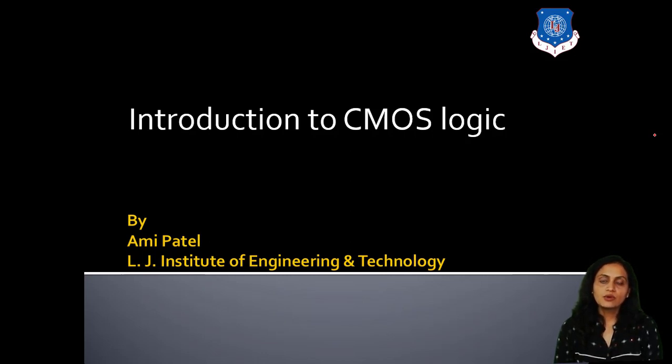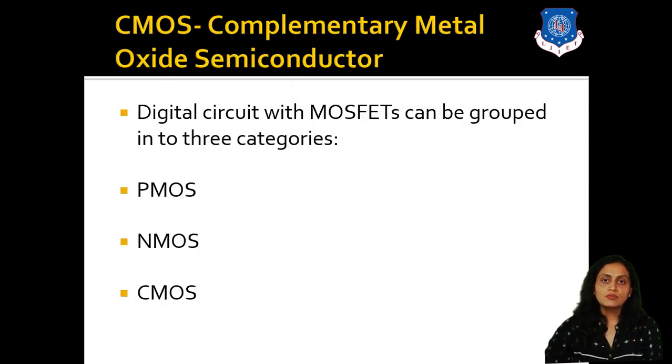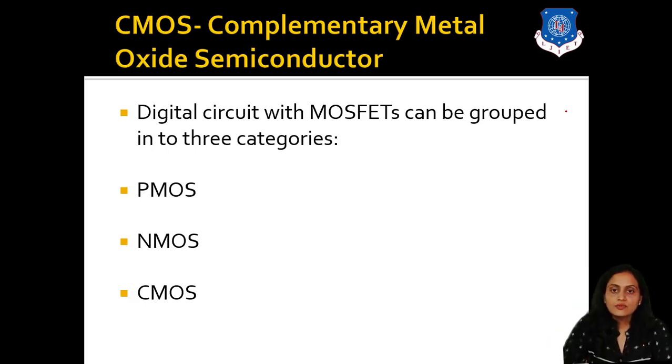In this particular video, I am going to discuss Introduction to CMOS Logic. CMOS stands for Complementary Metal Oxide Semiconductor. Digital circuits with the MOSFET can be grouped into three categories. PMOS circuit, the circuit which is designed using only P-channel MOSFET. NMOS circuit, a circuit designed with only N-channel MOSFET, and CMOS, the complementary metal oxide semiconductor. That means the circuit is designed with the N-channel MOSFET and P-channel MOSFET both.